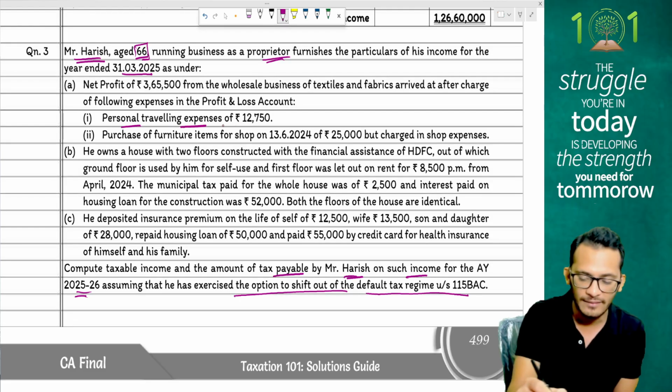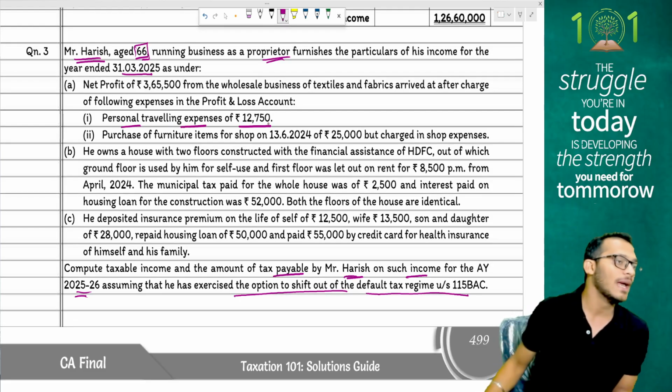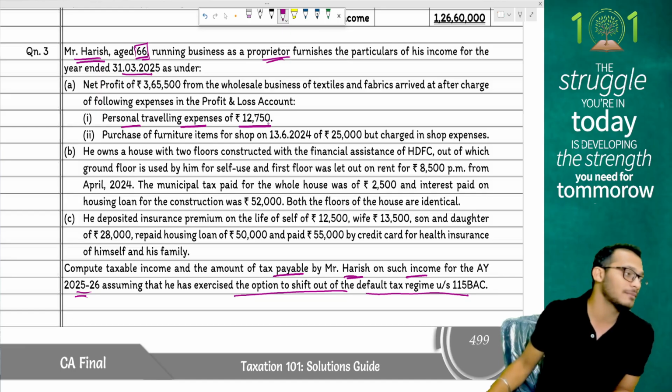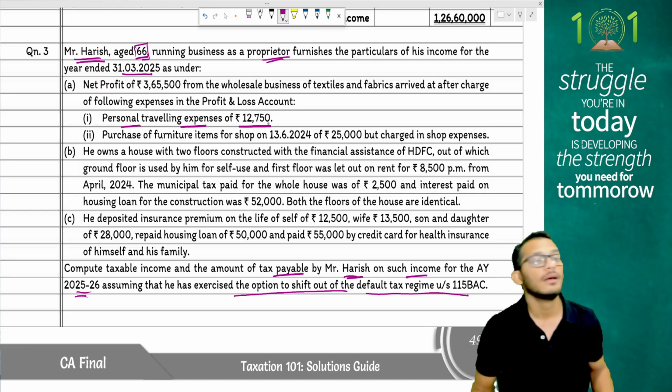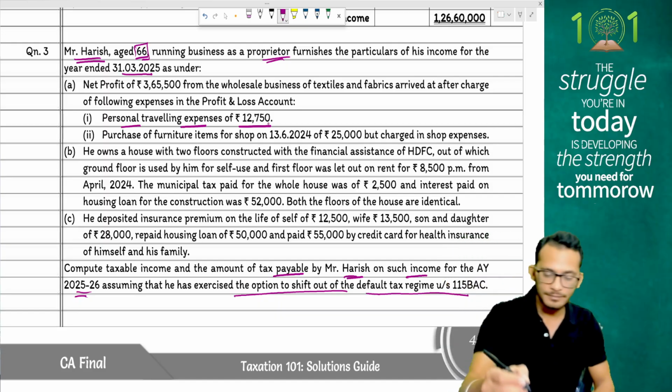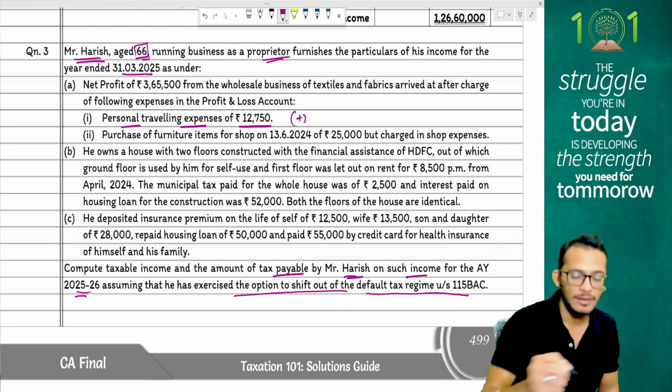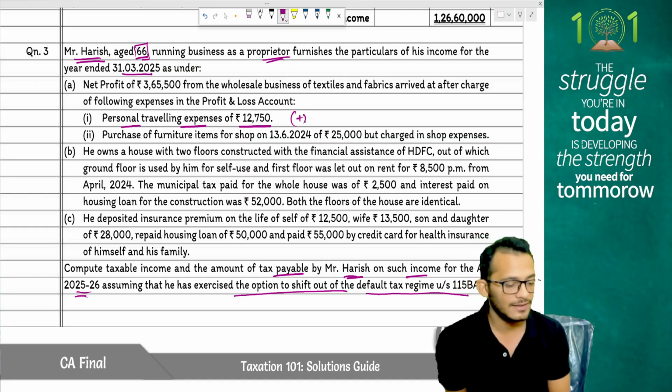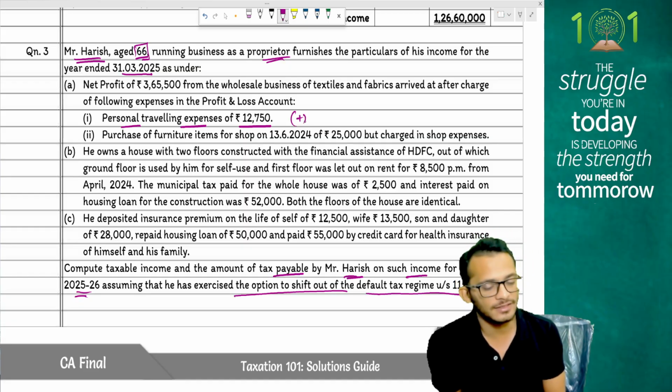First is personal traveling expenses of 12,750. I have claimed a personal traveling expense in my P&L. I cannot claim it, therefore add back and disallow.